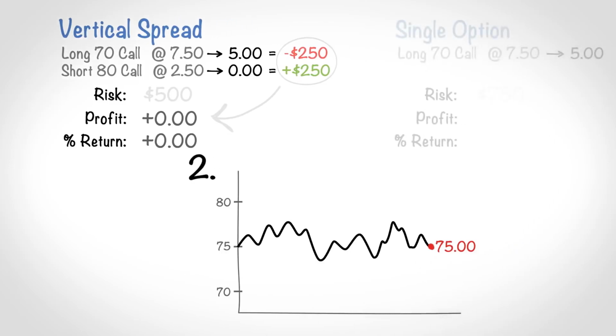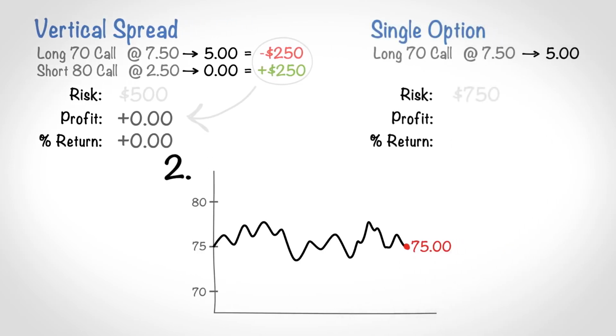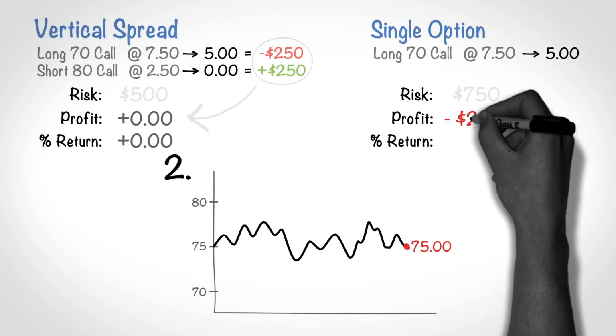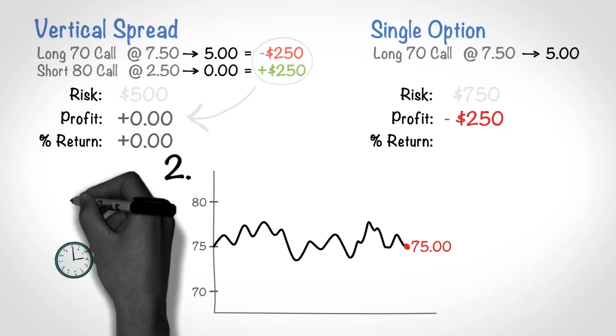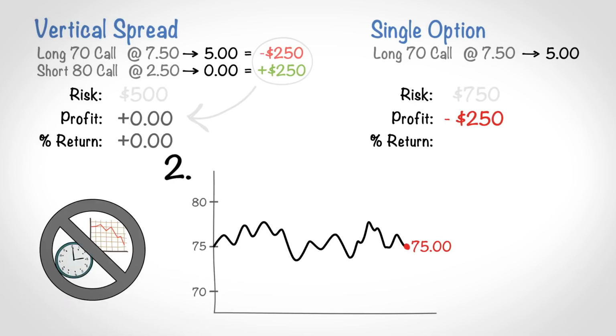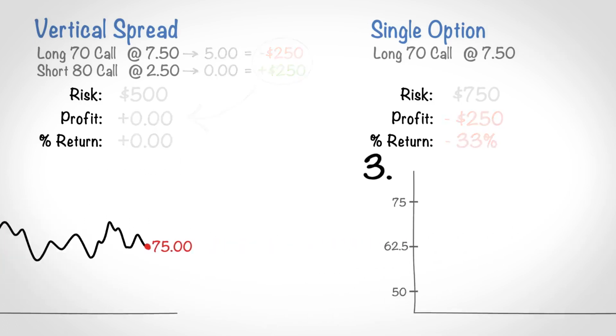Now compare that to if we simply bought the 70 call at $750. We would now be sitting on a $250 loss. So in the case of the vertical spread, time decay was not an issue whatsoever. However, if you just bought the 70 call rather than trading the vertical spread, you're sitting on a 33% loss due to time decay. Okay, scenario 3.